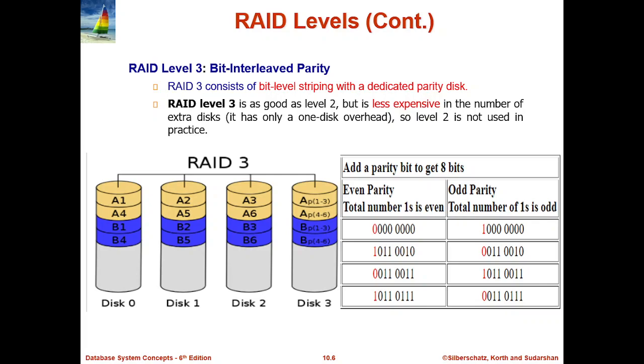Next is bit interleaved parity. RAID 3 consists of bit level striping with a dedicated parity disk. RAID level 3 is as good as level 2 but is less expensive in the number of extra disks. It has only a one disk overhead, so level 2 is not used in practice.